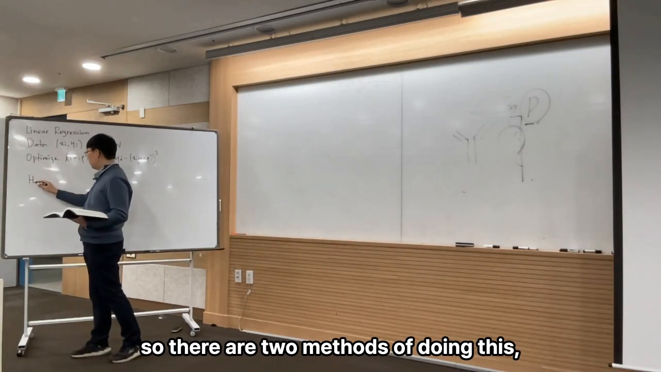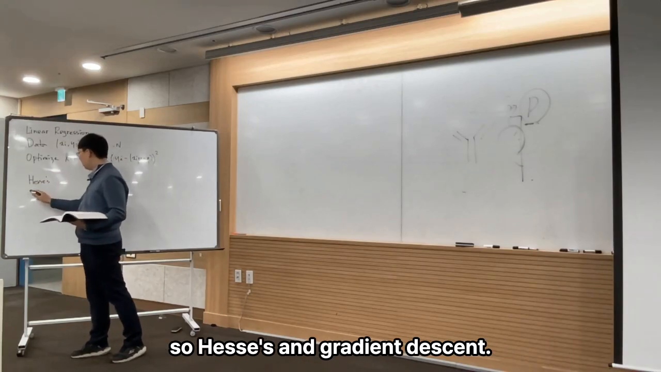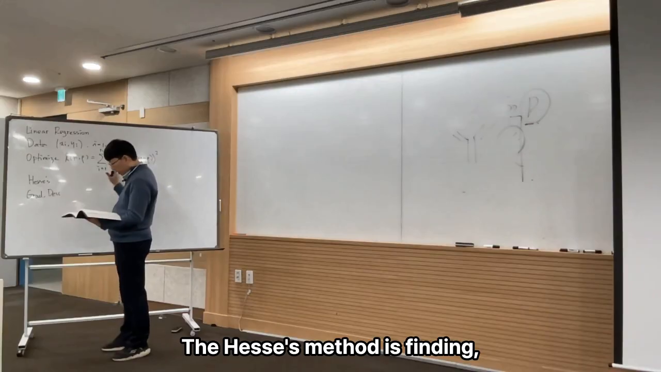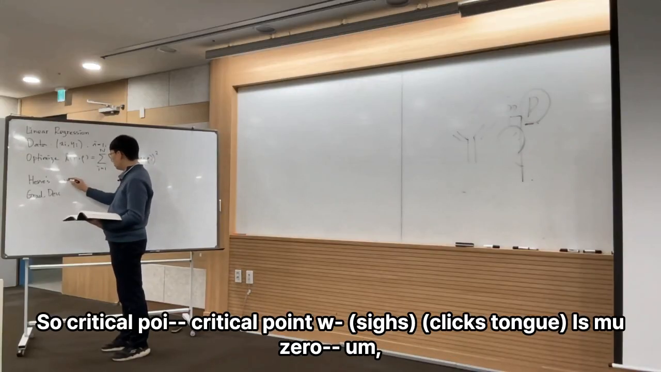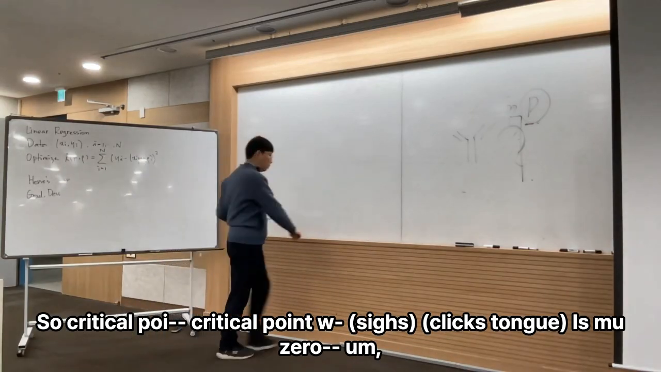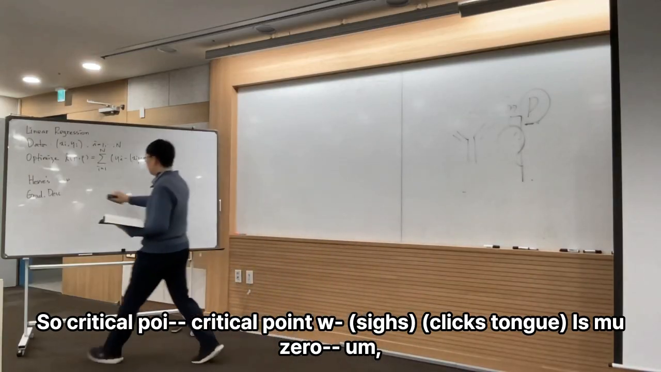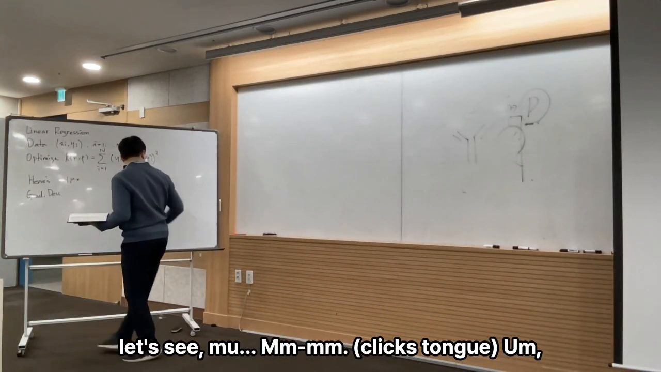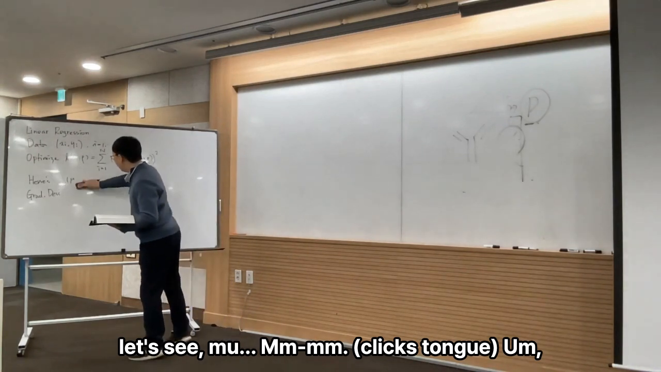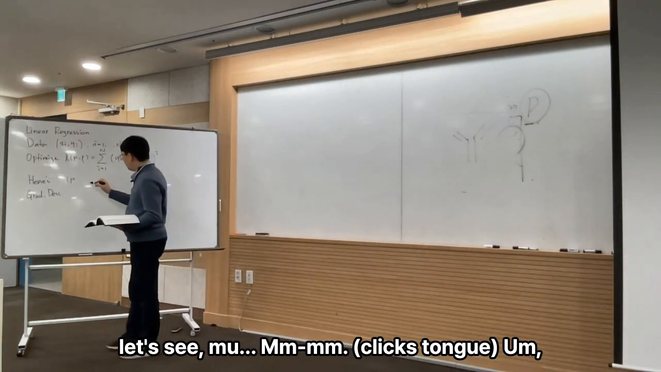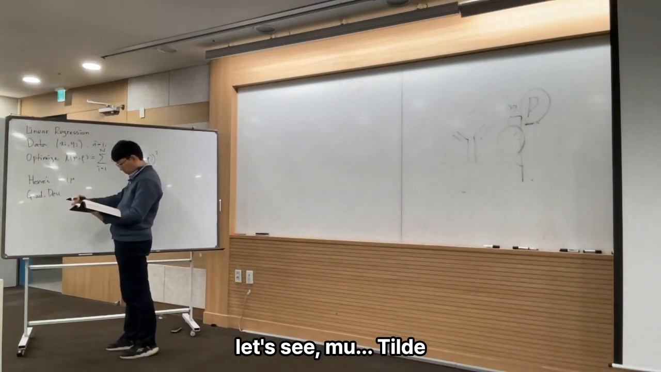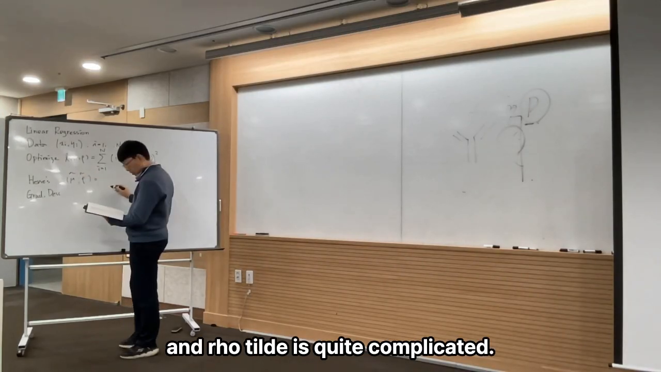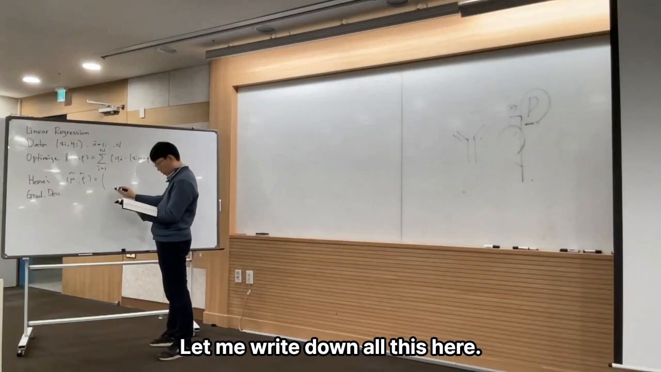So there are two methods of doing this: Hessian and gradient descent. The Hessian method is finding the critical point. So the critical point is mu zero, let's say mu tilde and rho tilde, and the formula is quite complicated. Let me write down all this here.